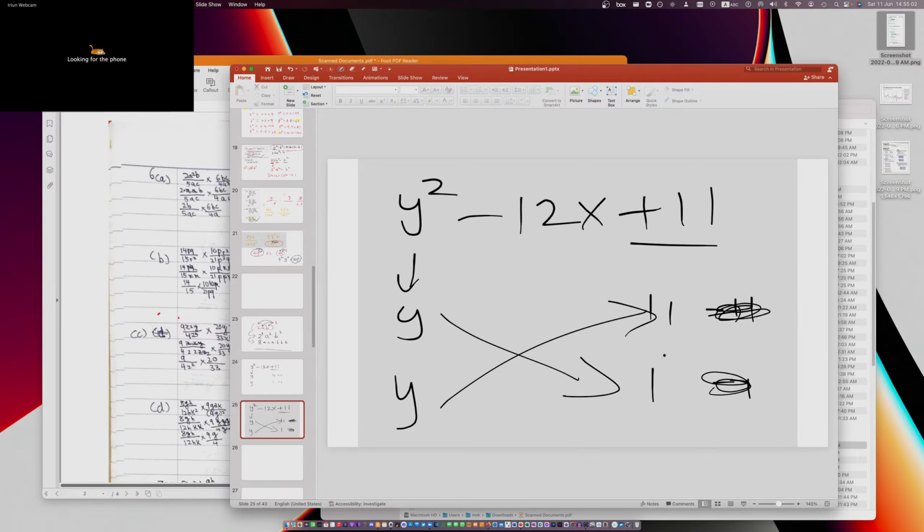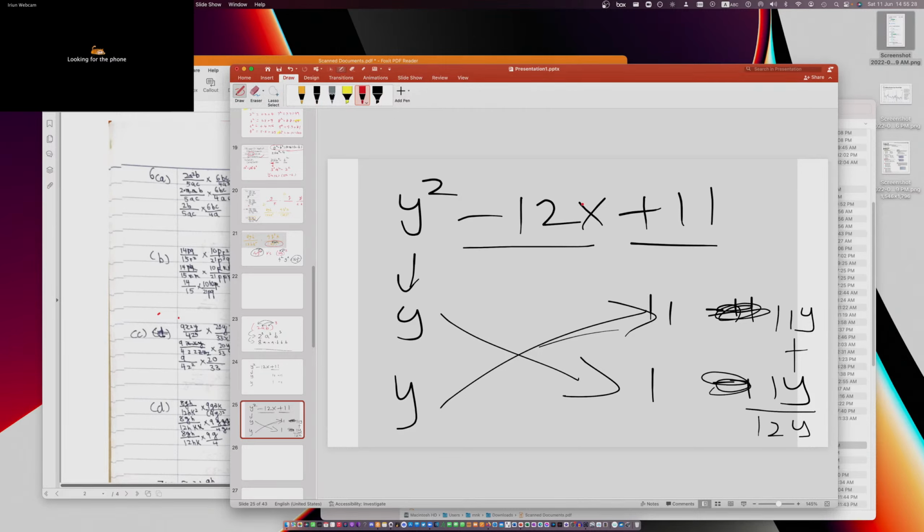What do you get? y. What do you get here? y times 1, 1y. What do you get here? y times 11, 11y. So 11y, this is plus. So this is 12y, right? But what you want is negative 12y. By the way, it's not x, I'm so sorry. You want minus 12y, but you get 12y. So that means this combination is wrong.